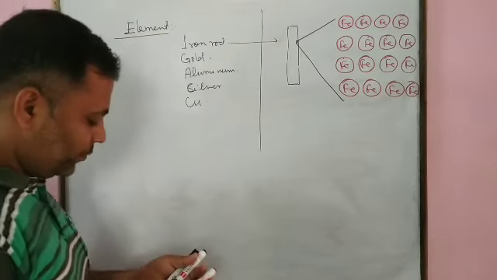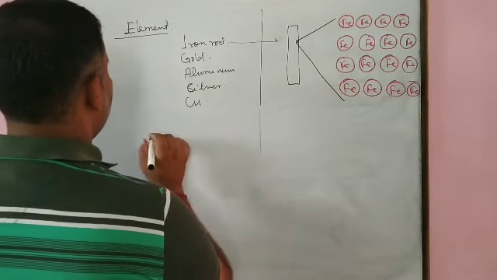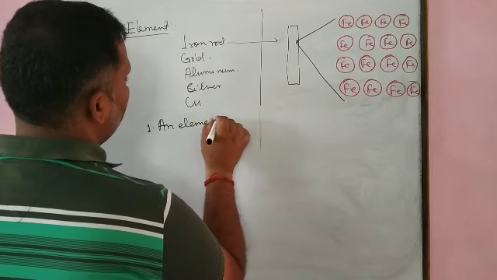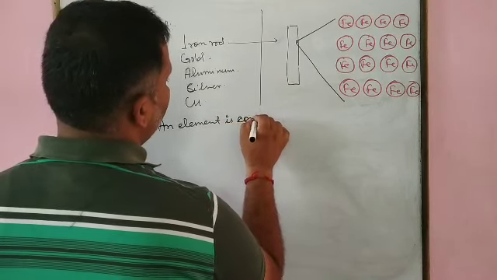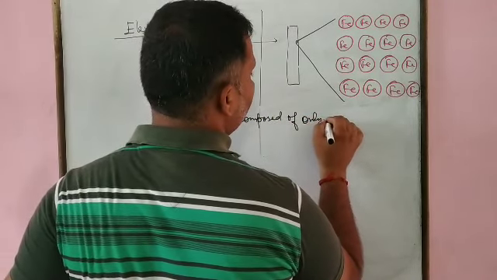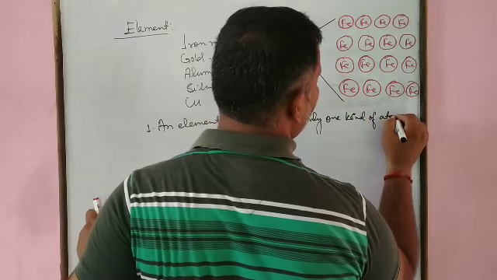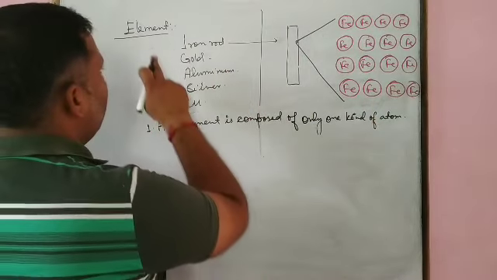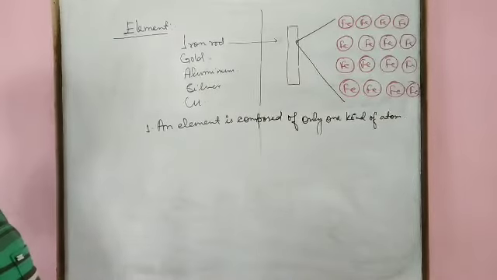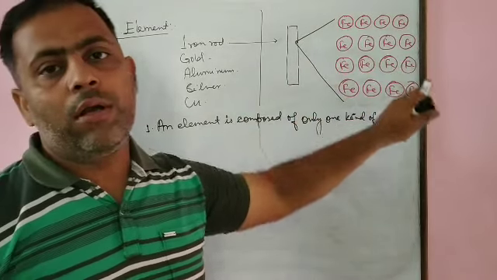First, what we got? We got an element. An element is composed of only one kind of atom. As we see here, we are discussing elements: iron rod, gold rod, aluminum, silver, copper, chlorine, oxygen. They are termed as elements. What does element mean? It means they are composed of only one kind of atom.